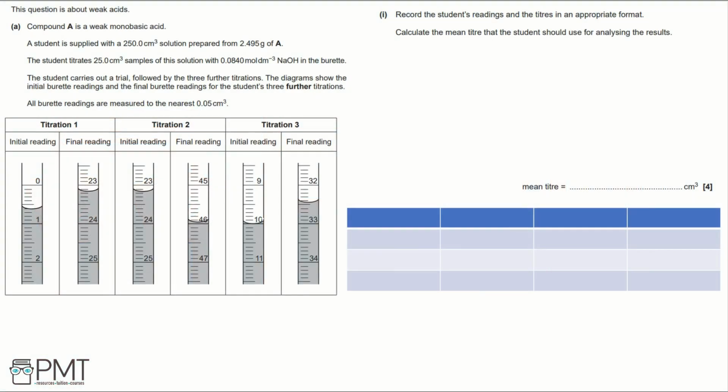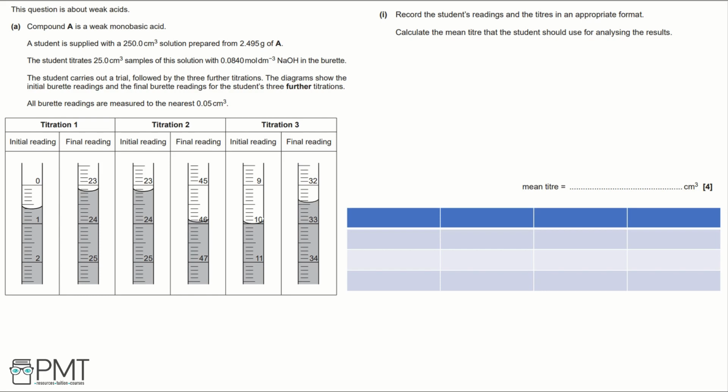This question is about weak acids. Part A. Compound A is a weak monobasic acid. A student is supplied with 250 centimeters cubed solution prepared from 2.495 grams of A. The student titrates 25 centimeter cube samples of this solution with 0.084 moles per decimeter cubed of NaOH in the burette. The student carries out a trial followed by 3 further titrations.